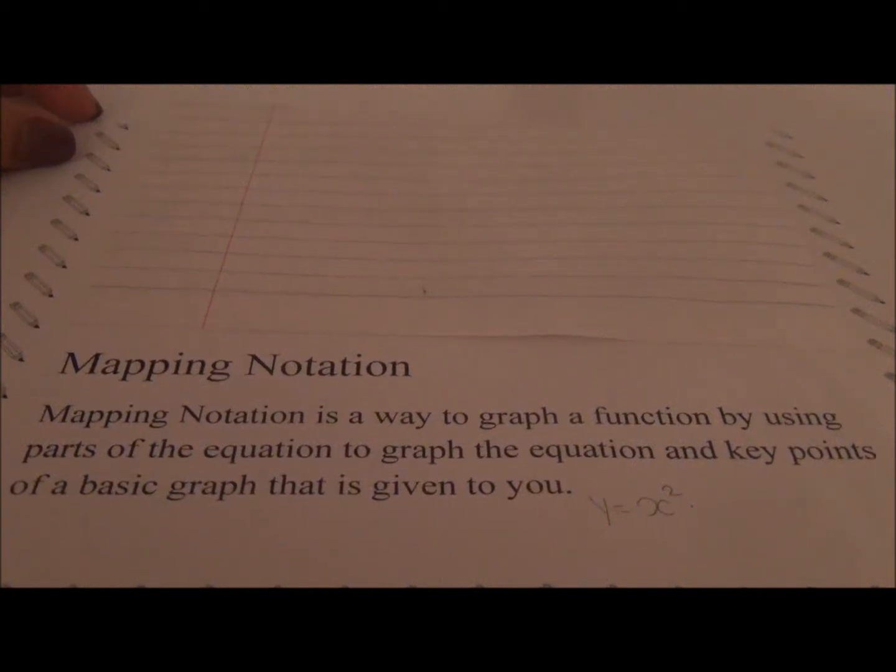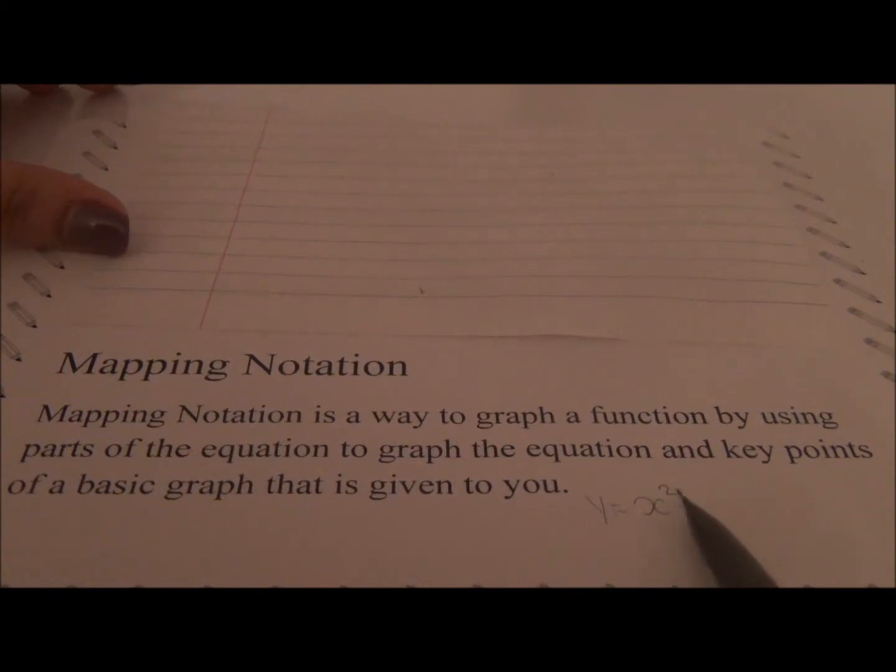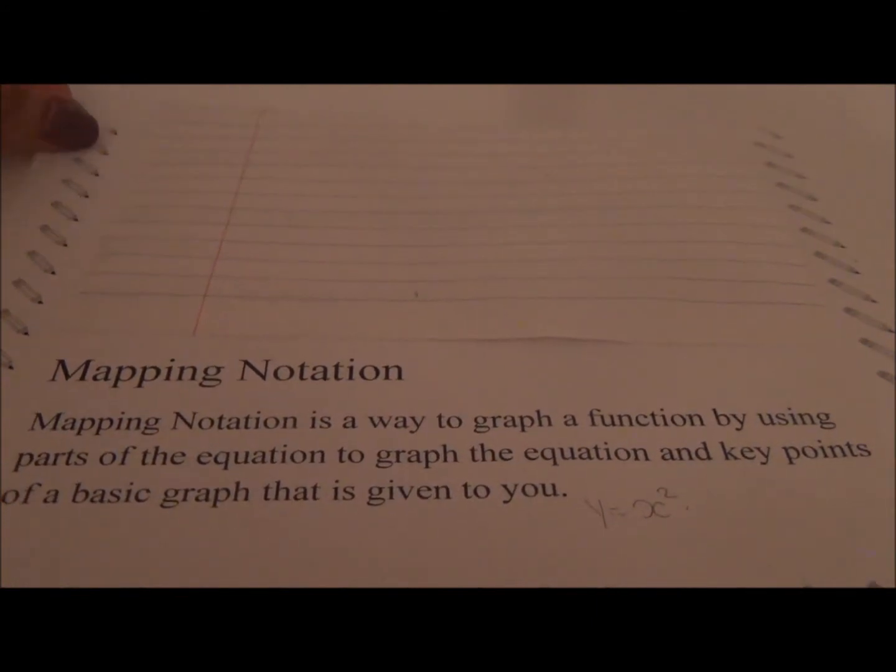Mapping notation is a way to graph a function by using parts of the equation to graph the equation and key points of a basic graph that is given to you, which is y equals x squared. So I'm going to do one example.